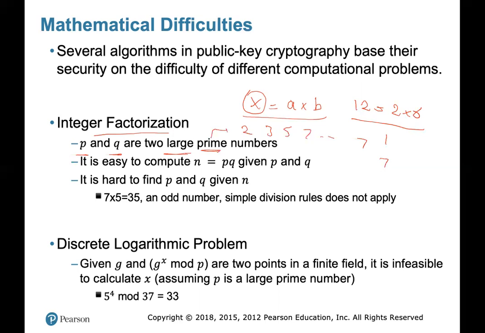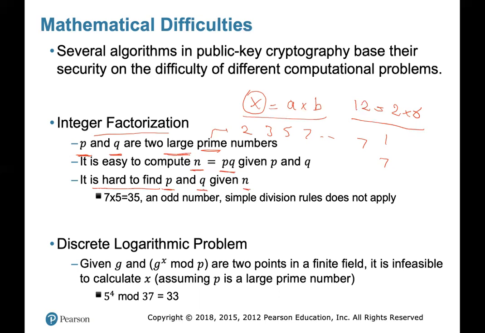So if I get two prime numbers like P and Q, which of course are big numbers, in that case, it is computationally easy to find N, which is the multiplication of P and Q, and it is computationally hard to find P and Q from N.